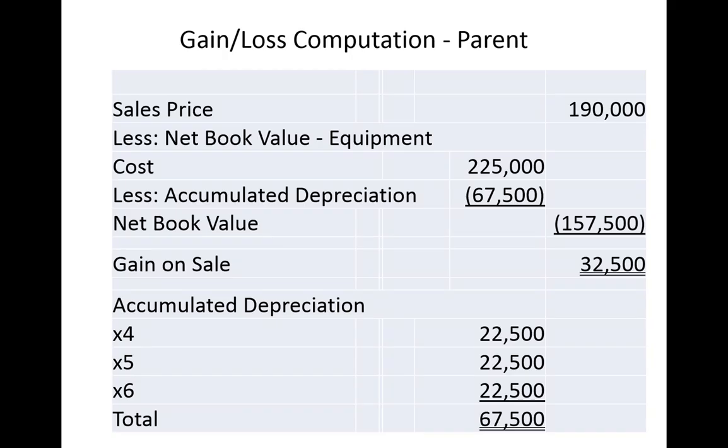Here's the gain or loss computation that the parent would do. Let's start at the bottom first, and we'll work our way up. You see that we needed to accumulate the depreciation amounts, and we've got that for years 4, 5, and 6. It's $67,500. To compute the gain or loss, we're going to take the sales price minus the net book value. And the net book value can be defined as cost minus accumulated depreciation. So in this example, we have a sales price of $190, a net book value of $157.5, and that leaves us with a gain of $32,500.